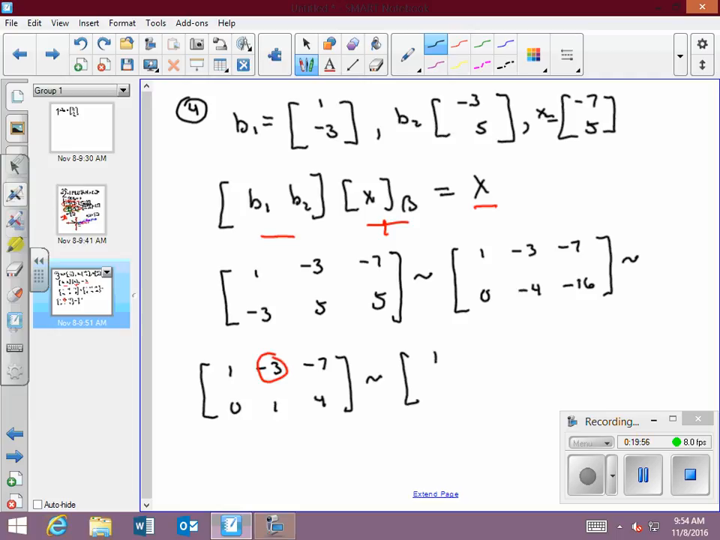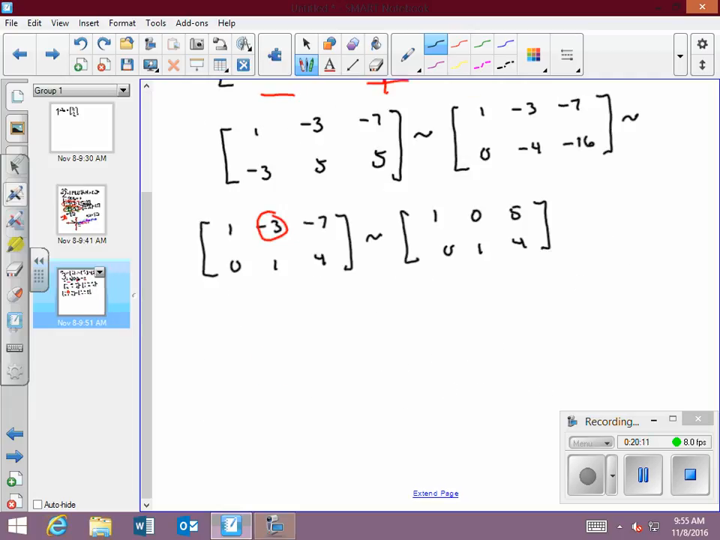Now multiply the bottom row by 3. 12. 0, 1, 4. Now then, my x beta is 5, 4.